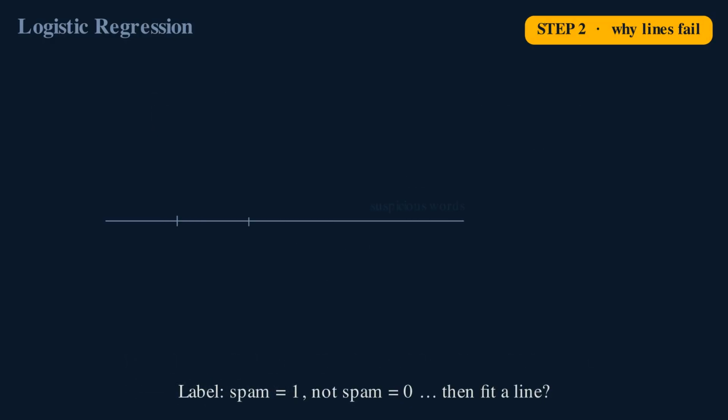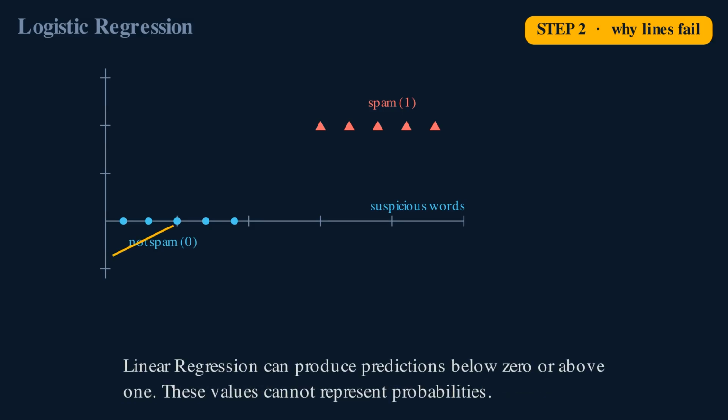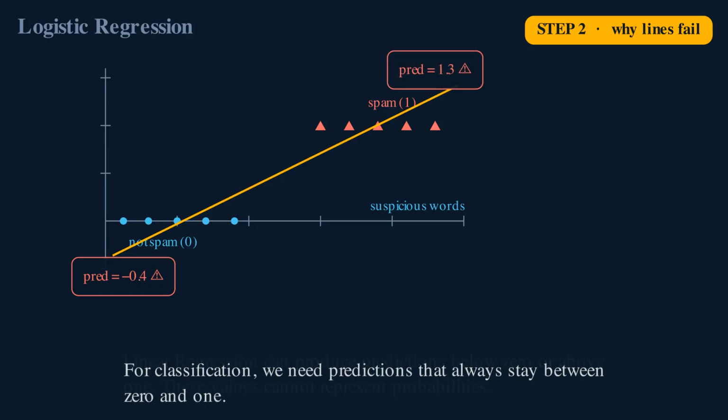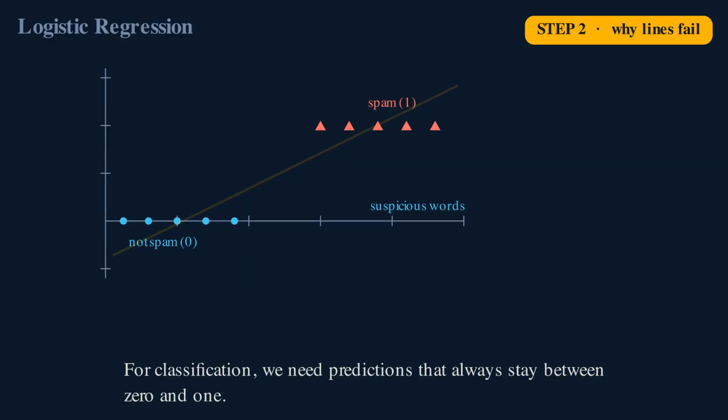Could we just reuse linear regression? Let's label spam as 1 and not spam as 0, and try. Linear regression can produce predictions below 0 or above 1. These values cannot represent probabilities. For classification, we need predictions that always stay between 0 and 1.